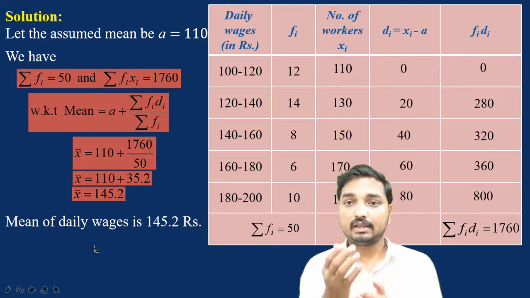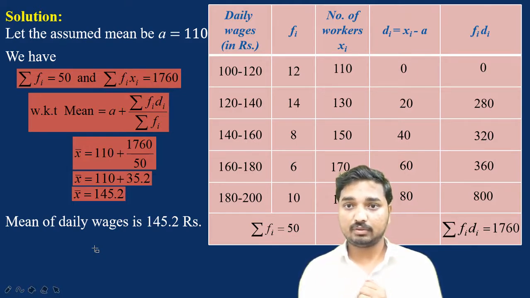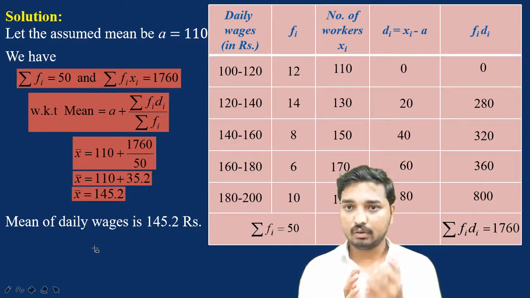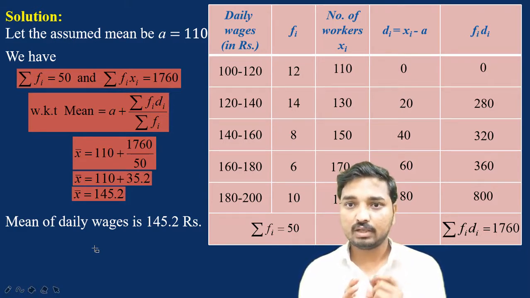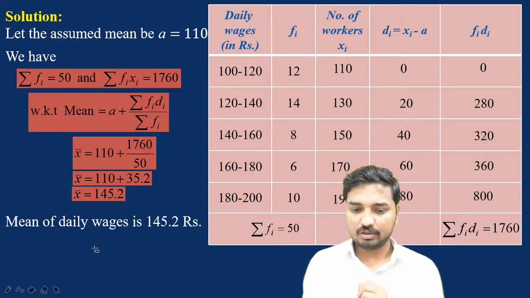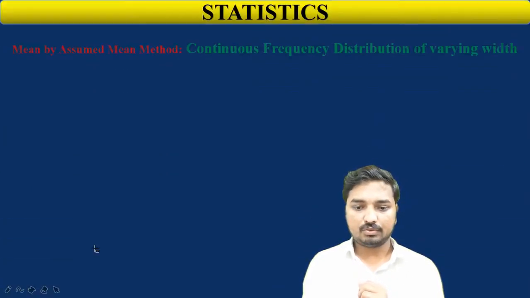Then taking the sum of all those numbers will give a huge number, and dividing that by 50 may cause a lot of difficulties. So whenever the fi numbers are larger, it is better to use the assumed mean method. In this method it becomes slightly easier compared to the direct method. This completes this question, and I will move on to the next question.